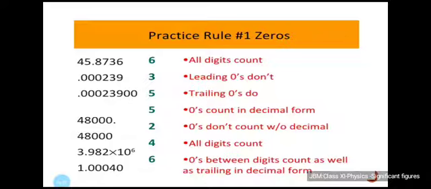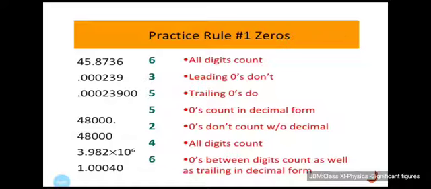So here is a practice rule for counting the number of zeros. 45.8736. How many significant figures? 6. 0.000239. How many significant figures? 3. You have to count only 239. Ignore the zeros. 0.0002390. How many significant figures are there? 5. Because you have to count 239 and then the 2 zeros.